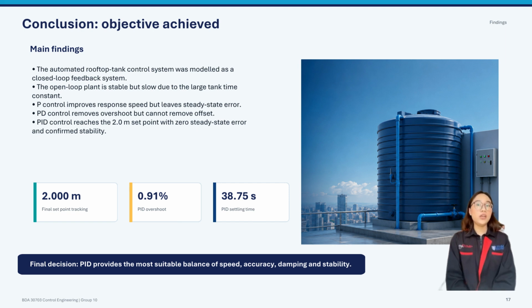In conclusion, the open loop system was stable but too slow for practical use. The P controller improved the response speed but still produced a steady state error. The PD controller eliminated overshoot and reduced the settling time, but the steady state error remained. The PID controller provided the best overall performance by achieving a fast response, zero steady state error, and stable operation.